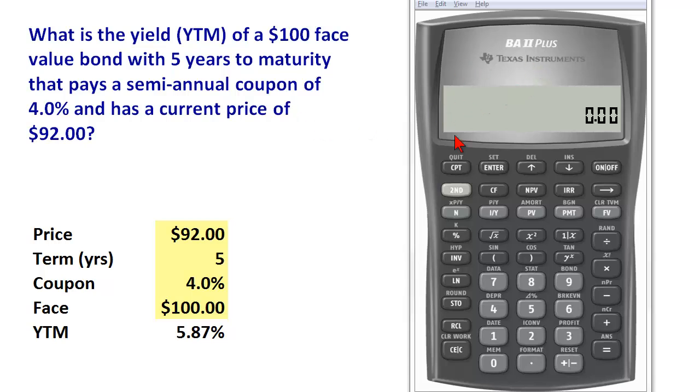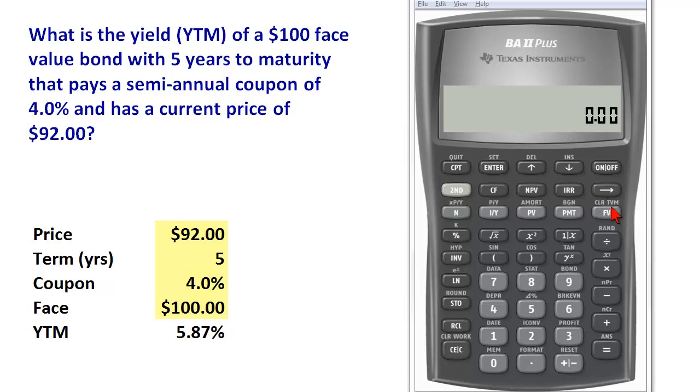Hi, this is David, continuing with an introduction to the Texas Instruments BA2 Plus calculator as we would apply it to typical questions in financial certification exams like the FRM and CFA. In the previous video, we looked at this third row of the calculator and we saw that we could solve for the price of a bond by computing its present value.